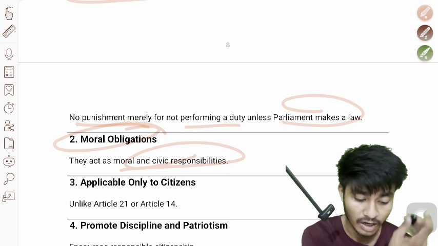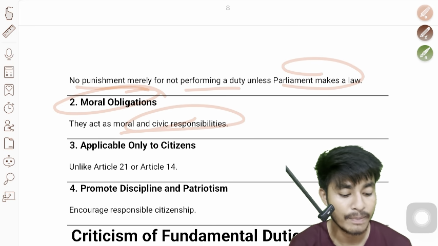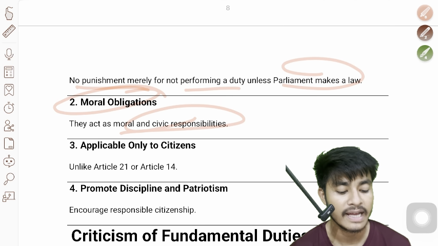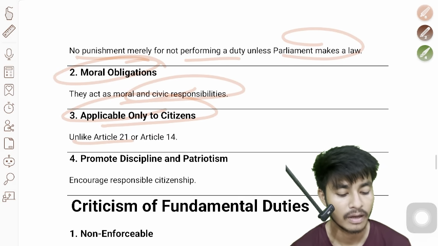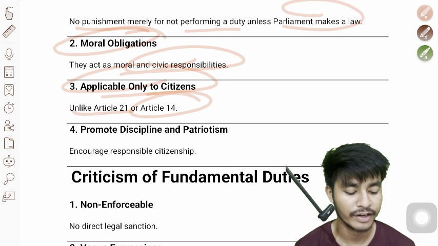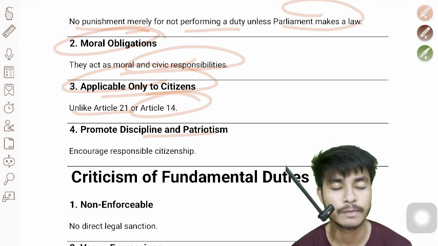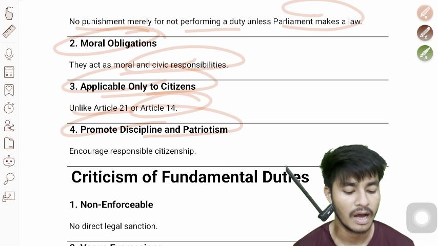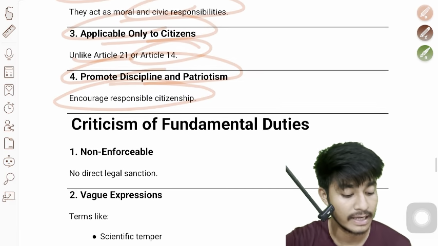So we'll move to the third one. Applicable only to citizens, unlike Article 21 or 14. And fourth one is promote discipline and patriotism, encourage responsible citizenship. And we'll move to the criticism of fundamental duties.